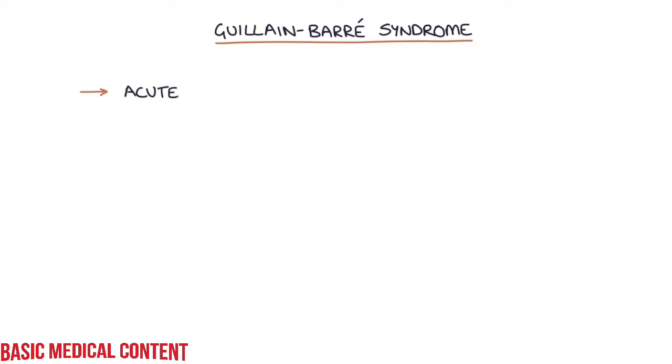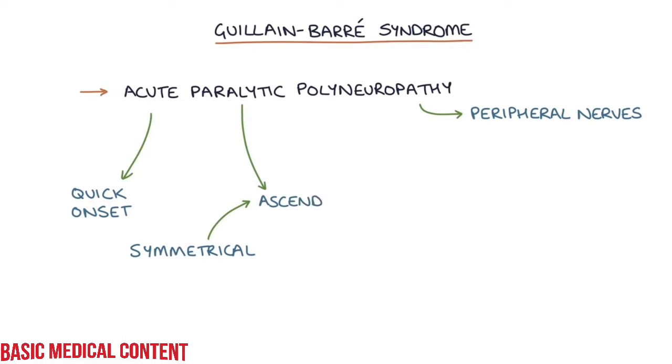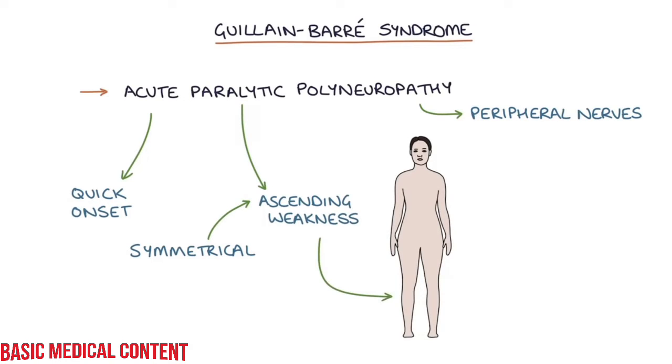In this video, I'm going to be going through Guillain-Barré Syndrome. Guillain-Barré Syndrome is an acute paralytic polyneuropathy, and it affects the peripheral nervous system. And it causes an acute, meaning quite quick, onset, symmetrical, affecting both sides equally, ascending weakness, so it's weakness that is coming up from the feet upwards.